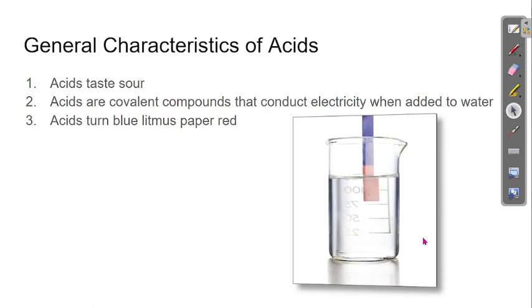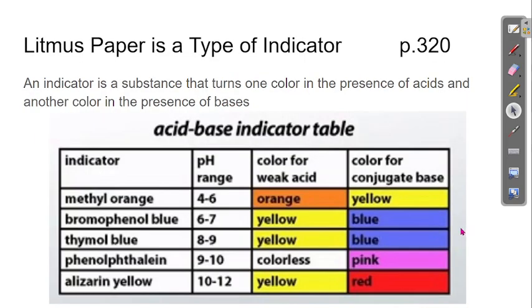Number 3, acids turn blue litmus paper red. So here you have litmus paper. It was blue, and when it touched the acid in the beaker, it turned pink. It's red, but pink is a shade of red. Okay, we'll see what litmus paper is. Now, litmus paper is a type of indicator.